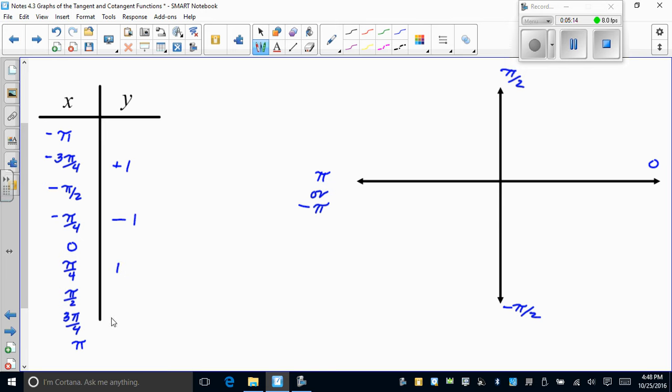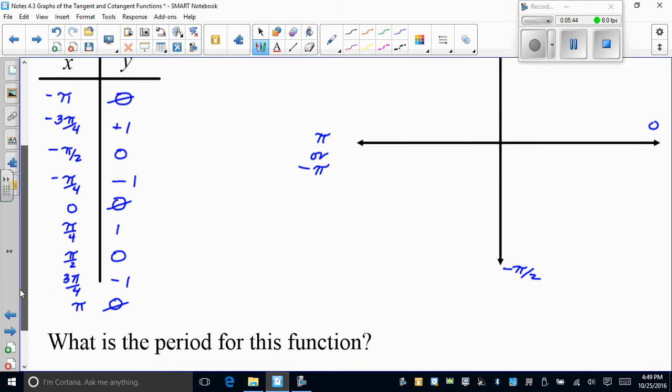The question is what's happening at pi over 2 and pi. Tangent is 0 here, so cotangent is going to be undefined. Undefined there, undefined there, and undefined here. At pi over 2 and negative pi over 2, cotangent is 0. So we have the question again: what is the period of the function? But what I want to point out is where it's undefined.